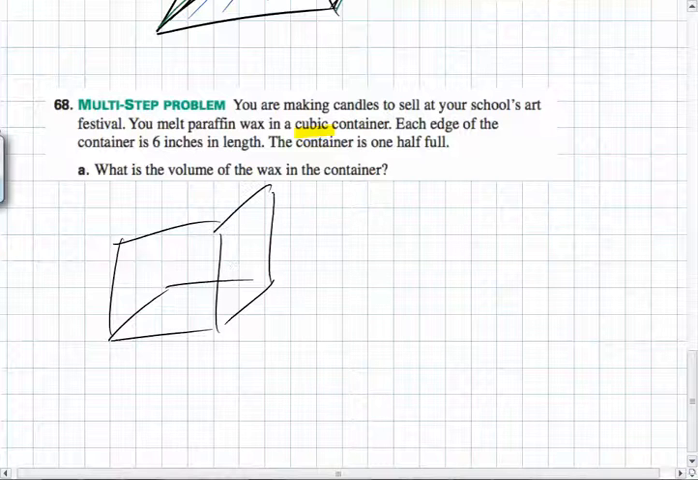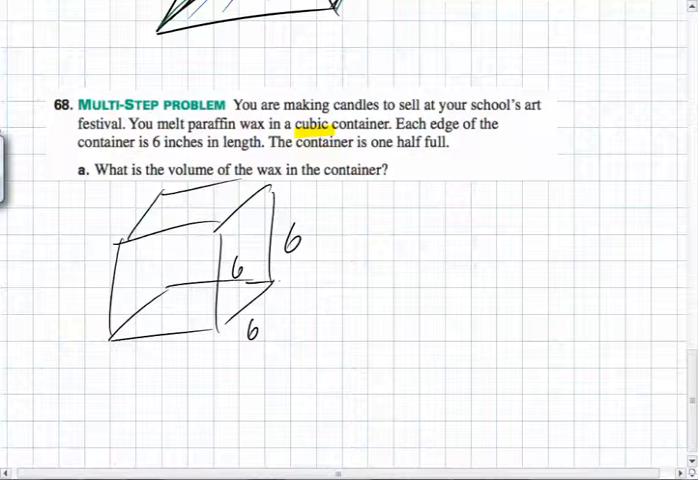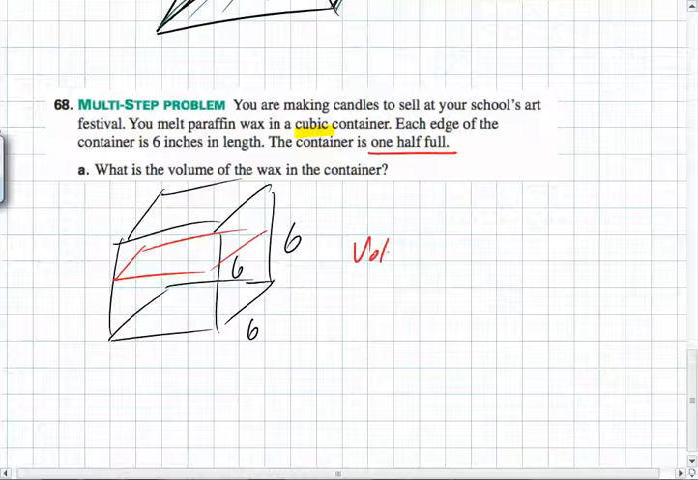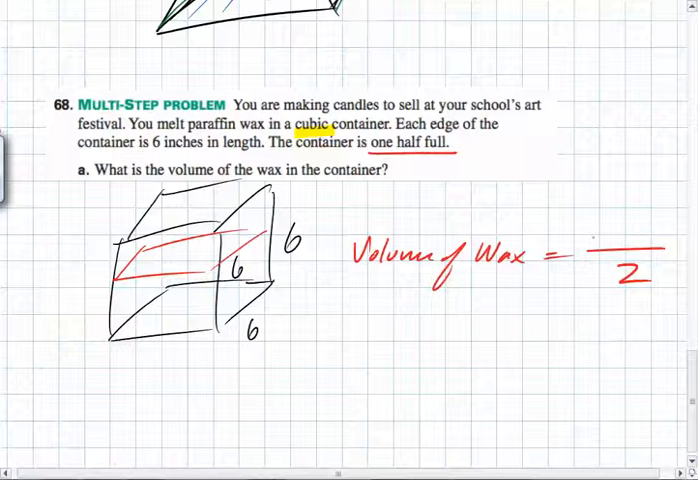What's the side length of each? Someone was about to say it. So it's 6, 6, and 6. What is the volume of wax in the container? So do I just multiply 6 times 6 times 6? No, because, well, yeah, you cube 6, but it's half full. So the volume of wax is going to be half of what? 6 times 6 times 6.